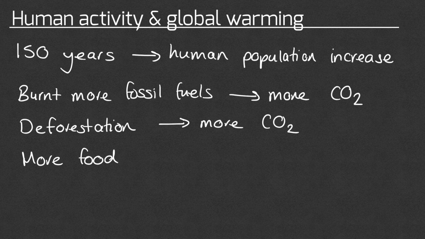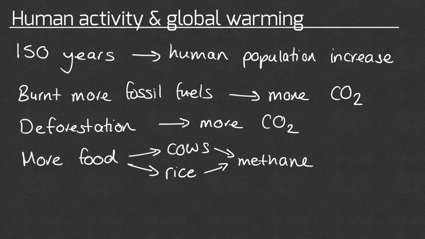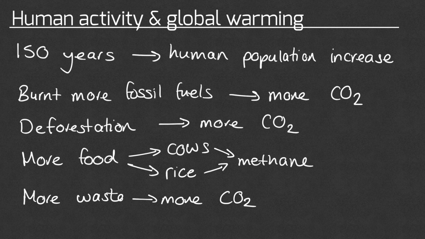Now, more people means we need to have more food. So just taking the example of cows, for meat, and looking at the production of rice, both of these produce a lot of methane during their production. Remember, methane is another example of a greenhouse gas. Finally, more people means we produce more waste. This often goes to landfill, which when it decomposes releases more carbon dioxide.